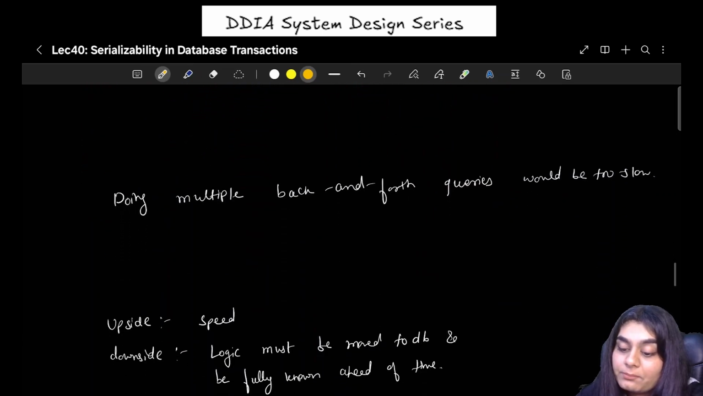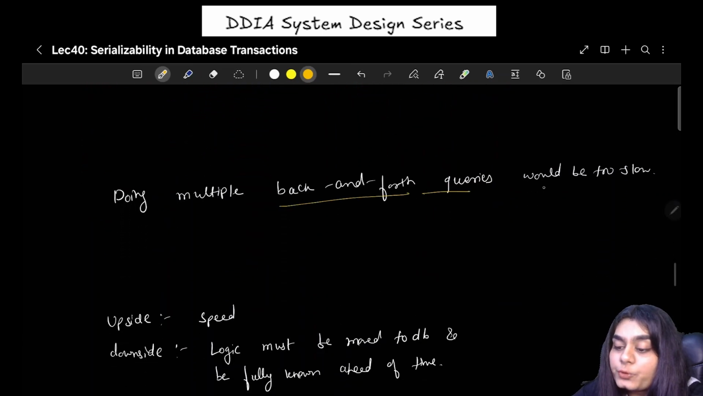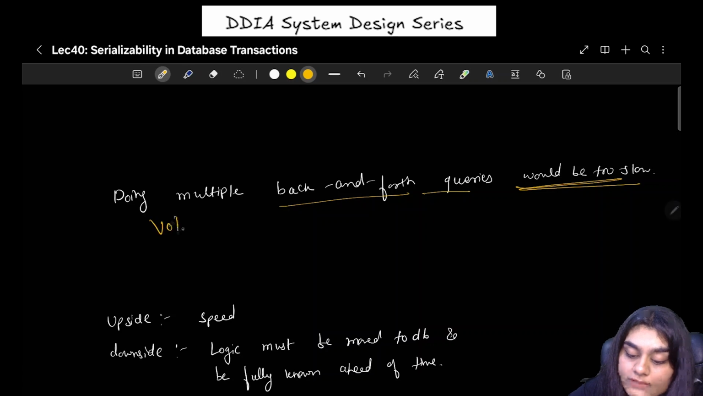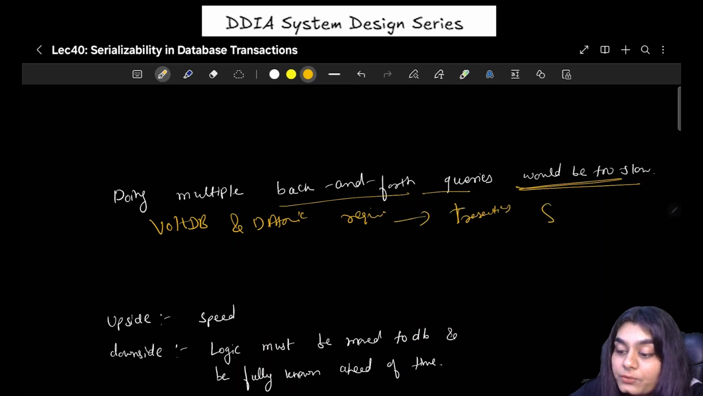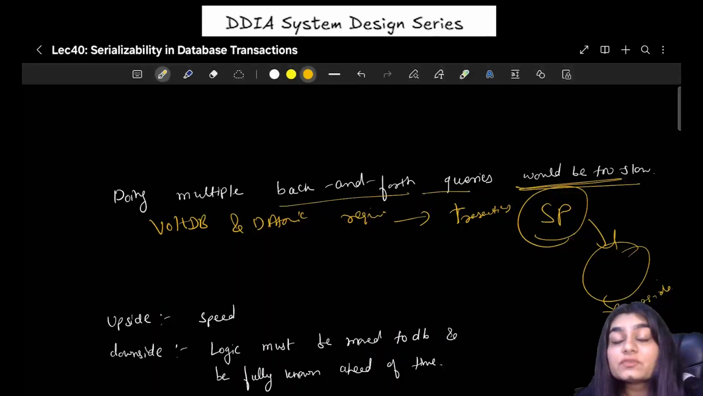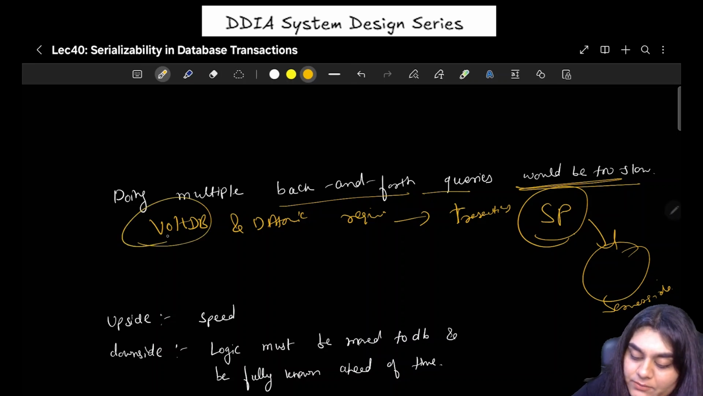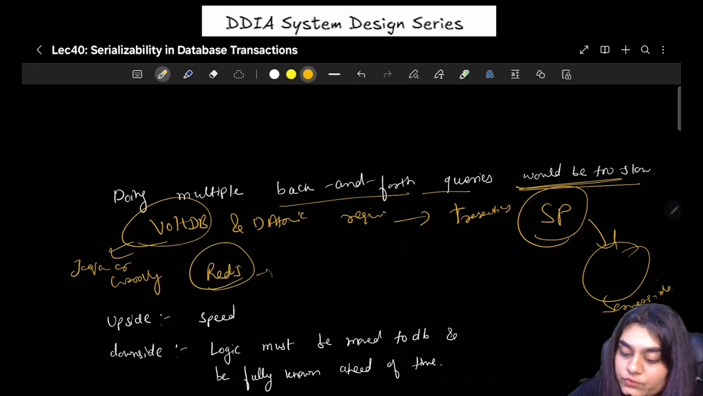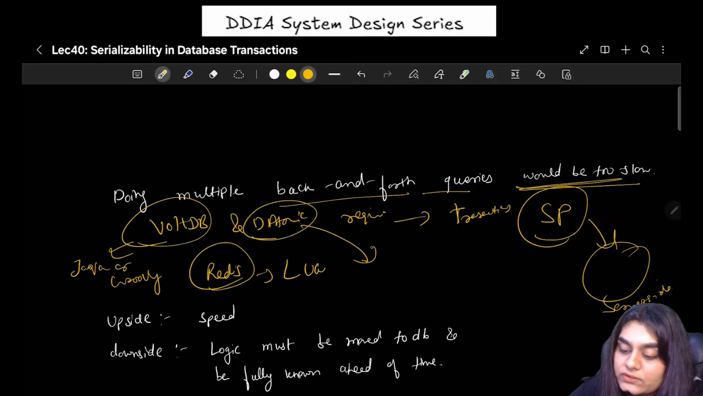Now, to avoid doing multiple back and forth queries, companies like VoltDB and Datomic require you to write transactions as a stored procedure in languages on the server side. Modern systems often let you use familiar languages. For example, VoltDB supports Java or Groovy. Redis scripts use Lua. Datomic uses Clojure, etc. This avoids vendor-specific SQL dialects.